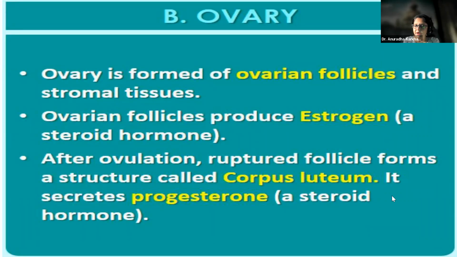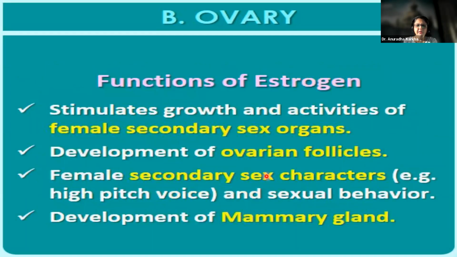Specifically, you also know which particular layer is going to produce estrogen. Come on, do you all recollect? Theca. Very good, Zui. Yes, the theca interna is going to produce estrogen. After ovulation, the ruptured follicle forms a structure called the corpus luteum. I hope you recollect all these things. And corpus luteum is going to synthesize one more hormone called progesterone. Correct? These things are repeated for you, but still it's a part of this chapter as well.